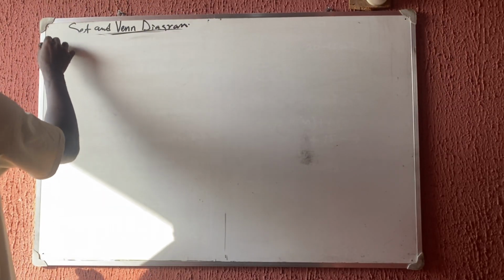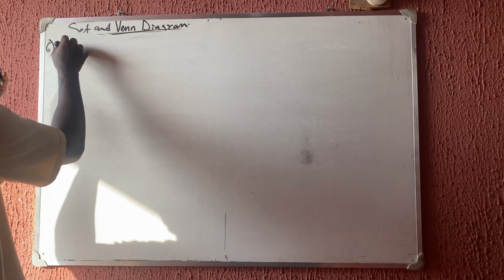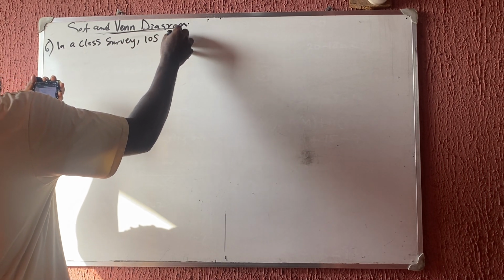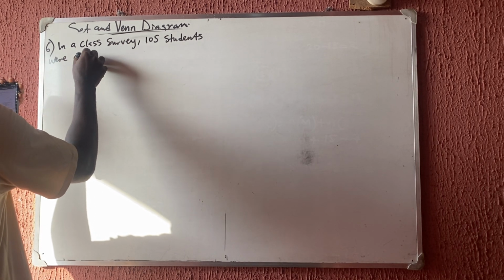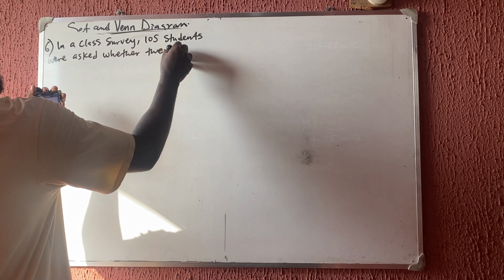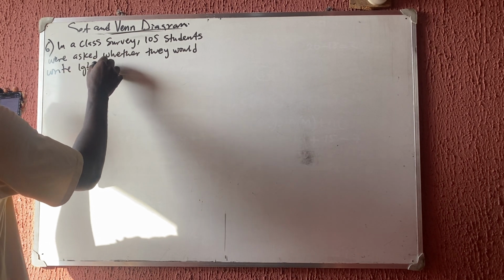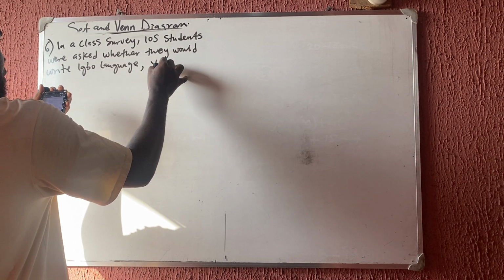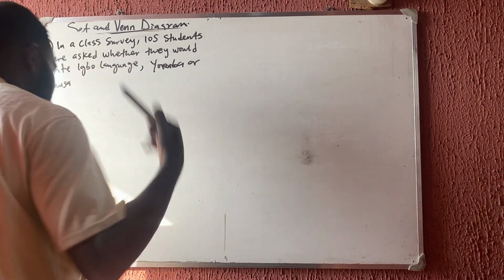So question number 6 said, in a class survey, 105 students were asked whether they would write Igbo language, Yoruba or Hausa. These are the three languages, the three main languages we have in Nigeria.